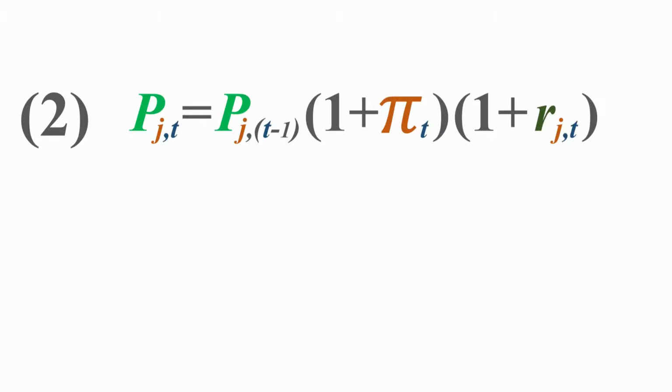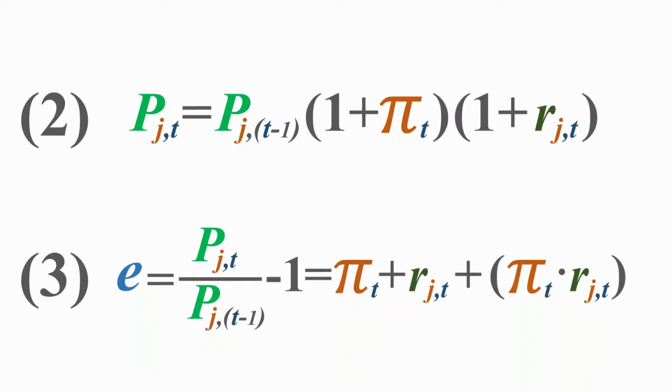We can take this 1 and subtract it from each side of the equation, so that we are given the price of J at time t over the price of item J at a previous time minus 1, which is equivalent to the inflation rate plus the rate of the real price change of J at time t plus the product of the inflation rate and the rate of the real price change of J at time t. As we can see, this is equivalent to our equation for escalation in equation number 3.